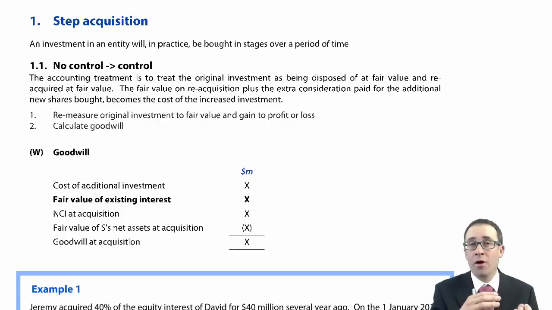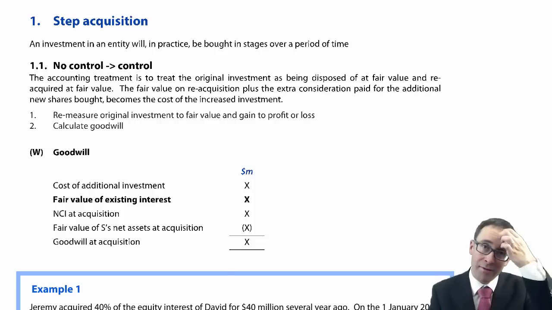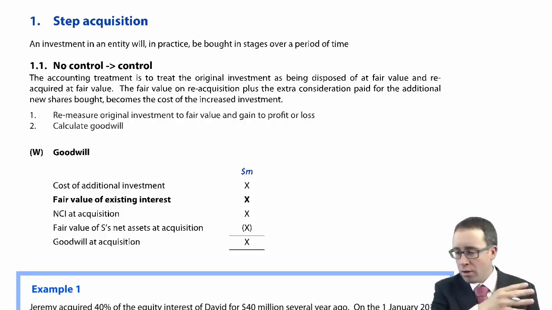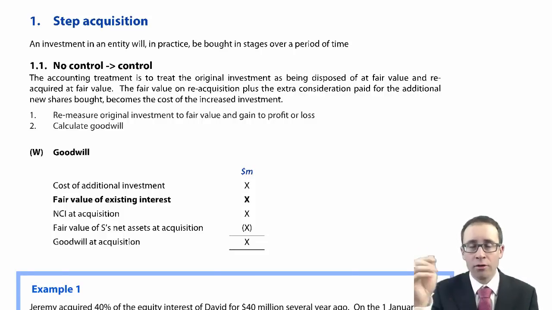It could mean that we own between 20 and 50% and we have an associate, and we have previously been accounting for it under equity accounting. But regardless of whether we had just a simple investment or an associate, the treatment is the same. We've gone through the 50% step, we've gone through the door, and we are now consolidating.